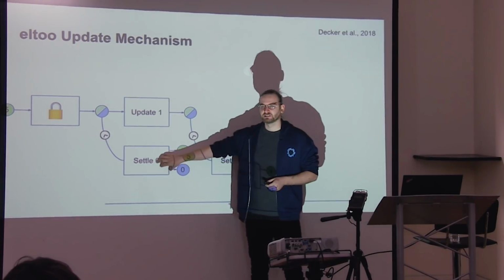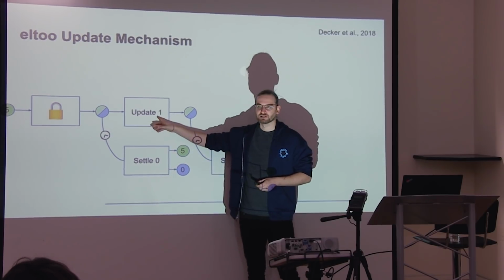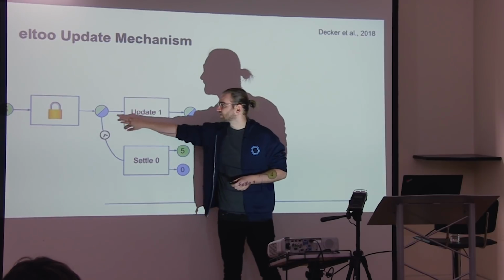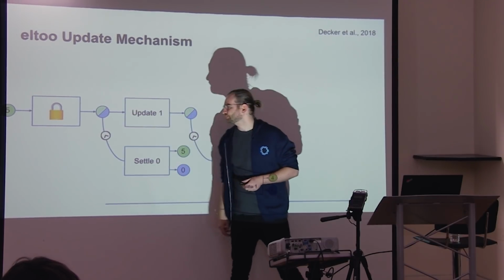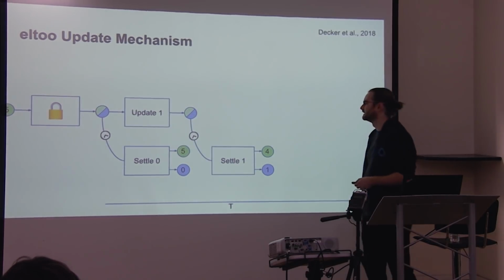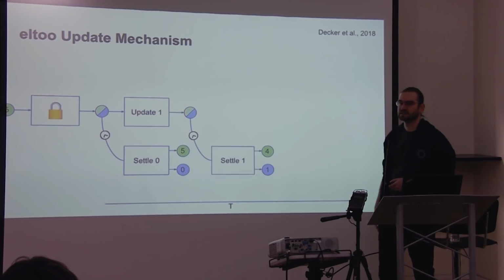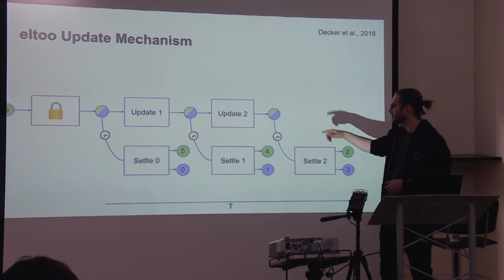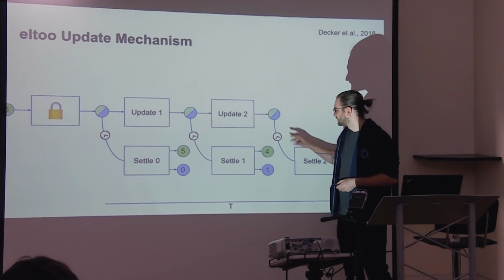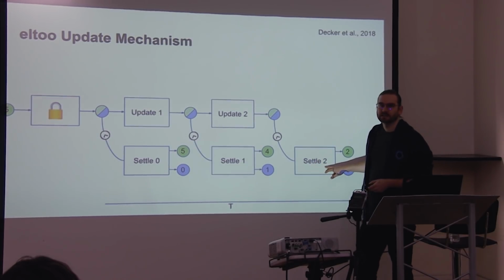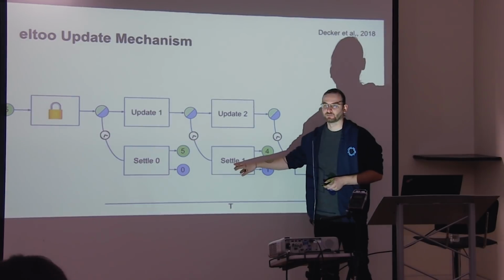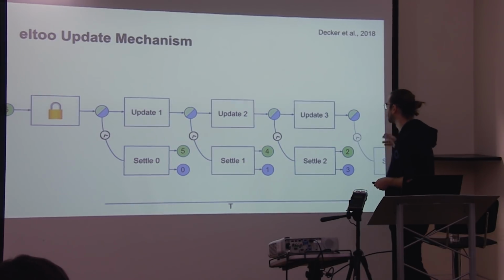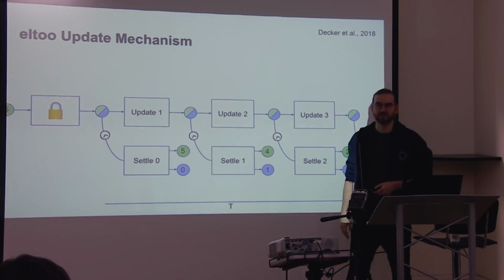We've invalidated this by double spending it. So this is no longer valid because the update basically just spent this one. And yeah, that's how updates work in eltoo. You can do that a number of times again. So update 2 activates settlement 2, settlement 1 is discarded, and so on and so forth. That's basically the whole trend.